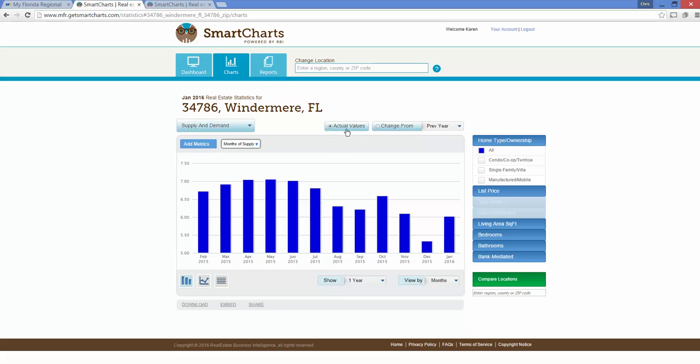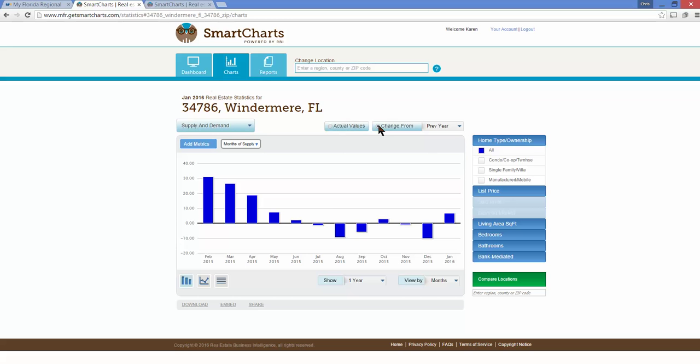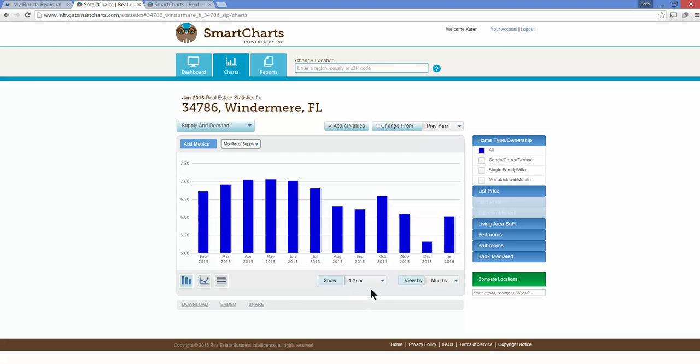I can chart out the actual values. I can chart out the change. Maybe instead of looking at the values, I want to see how this has changed since last year. I can show 1 year of data, 3 or 6 months of data, 5 years, 10 years, or anything in between. I can view by months or by quarters. And I can filter out what I'm looking for.